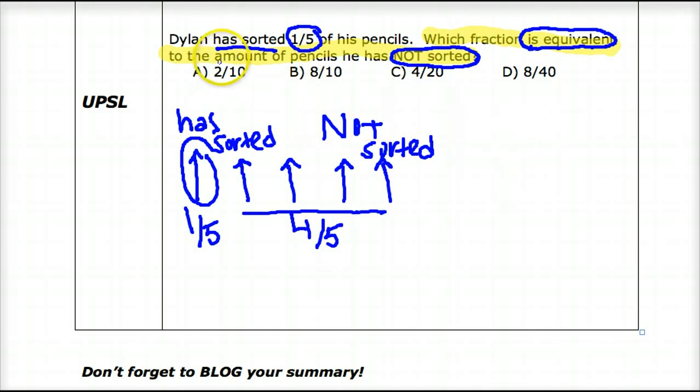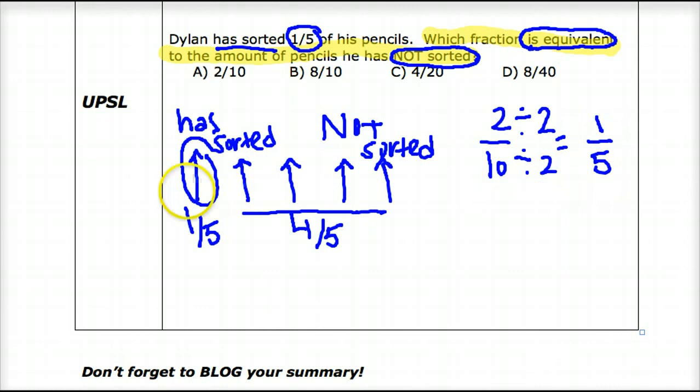If we look at choice A, it gives us 2/10. We realize that our denominator here is smaller, so we would have to divide. We want to divide by the same number on top and bottom, and we know that the number 2 will divide evenly into 2 and 10. So 2 divided by 2 is 1, and 10 divided by 2 is 5. Well, we do have 1/5 over here, but it has been sorted. We're looking for the pencils that have not been sorted, so we can eliminate choice A.